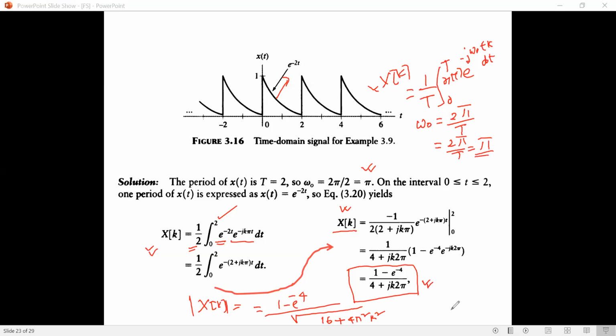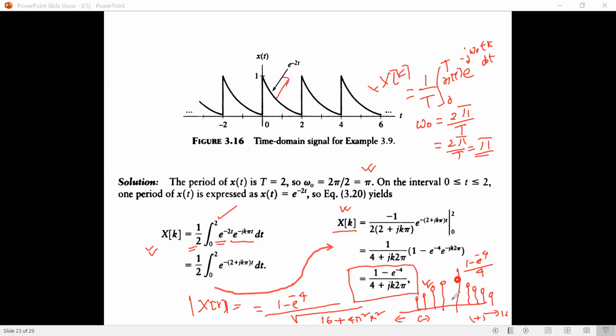And you can easily see that the value will be maximum at k equal to 0. That means the DC component value will be maximum. This value will be equal to 1 minus e to the power minus 4 divided by 4. All other values are a decreasing function of k, are they not? Yes, sir. In your negative k and your positive k, these are the negative values and these are the positive values. In both ways, this is k.